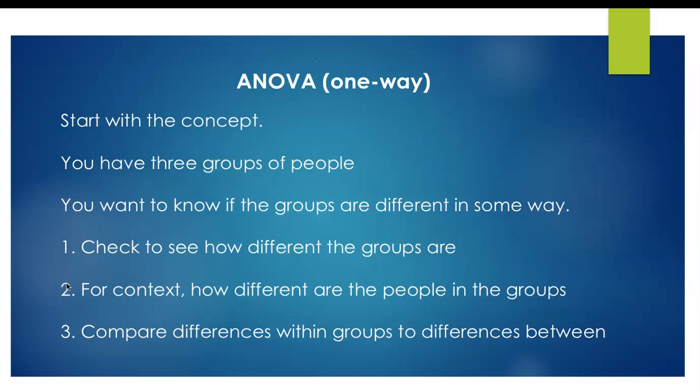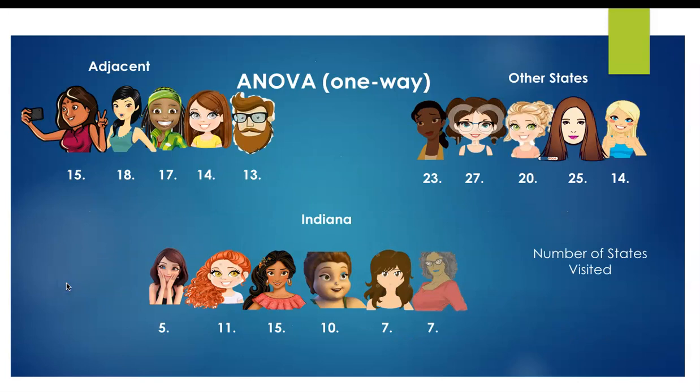An ANOVA compares the variance, the spread-outedness of scores, within a group, or inside of a group, compared to the variance, the spread-outedness, between groups. If the difference within a group is small compared to those between groups, then the groups are statistically different from one another. The key idea is to compare within group variance to between group variance.